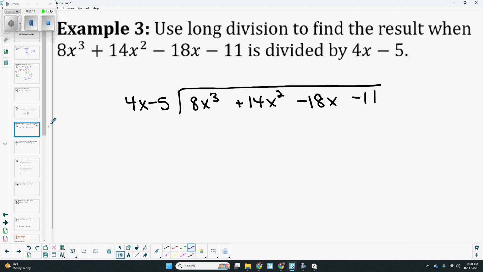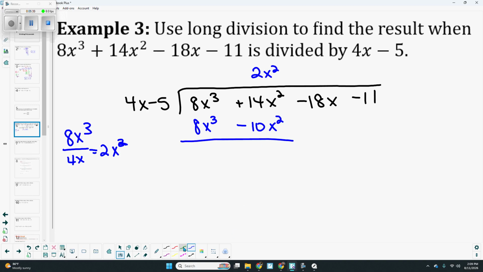First term. So 8x cubed over 4x. 8 over 4 is 2, x squared. Got a little carried away with myself. So 2x squared would go there. And now we're going to multiply. 2x squared times 4x is 8x cubed. 2x squared times negative 5 is negative 10x squared. And now we subtract.